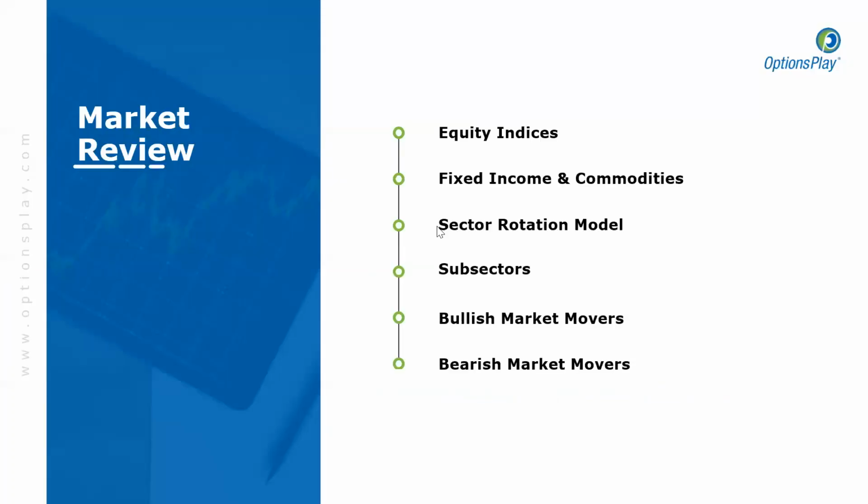So our agenda for today, kicking off with the major equity indices as usual, highlighting some key levels. And we did have an important data release with the CPI data coming out just a couple of minutes ago, so we'll see how that can impact equities moving forward. From there, moving on to fixed income and commodities, we'll take a look at the sector rotational model, highlighting which sectors are outperforming and underperforming the overall market. We'll take a look at some subsectors of interest that I have for you today, and we'll end today's webinar with some bullish and bearish market observations.